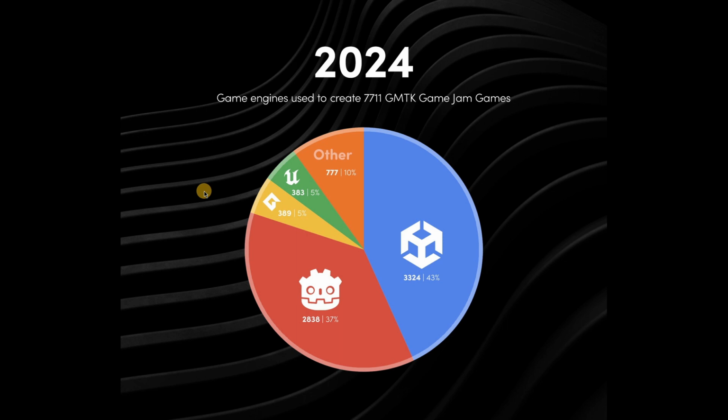So what is going to be waiting in 2025? Will Godot finally be able to defeat Unity, and have more games released in the GMTK Game Jam than Unity? Are they going to be in a draw? We will see what happens, but everything is like flowers right now for Godot.